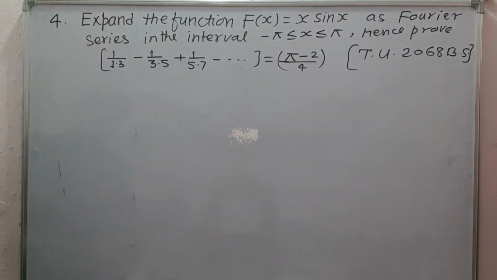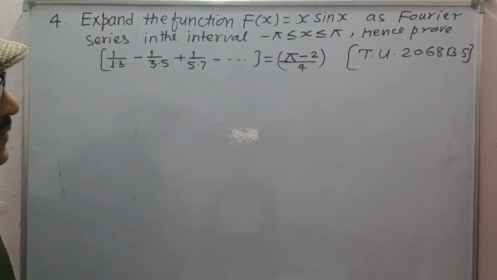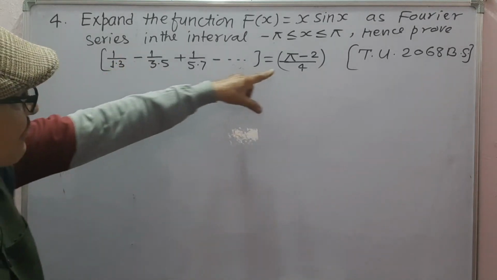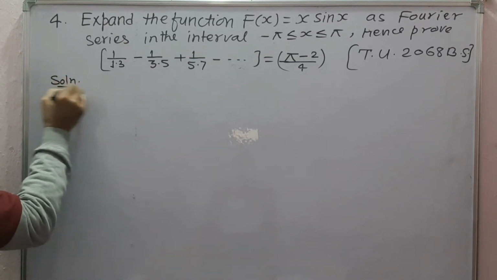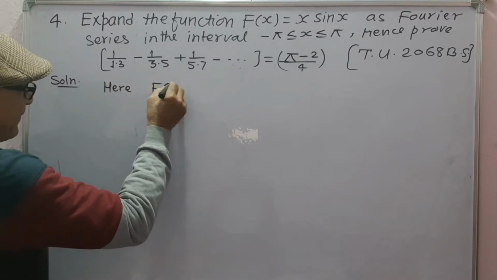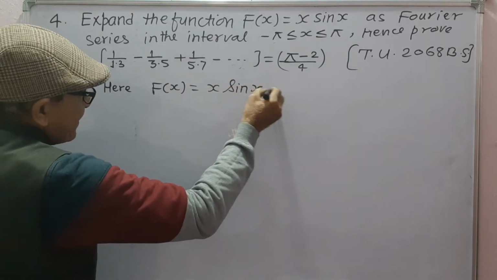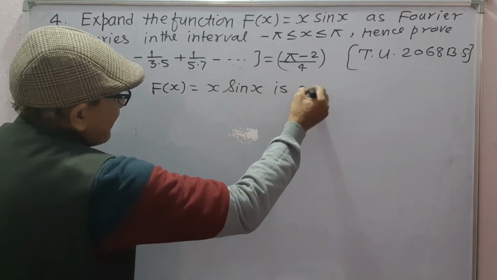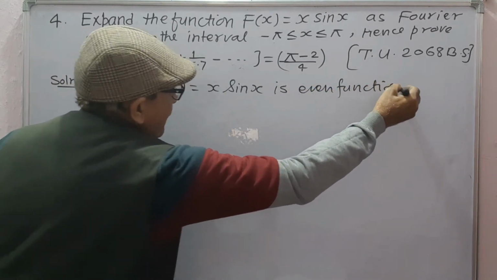Next problem is expand the function f(x) is equal to x sin x as Fourier series in the interval minus pi to pi. Hence, prove that this one. Now, solution. Here f(x) is equal to x sin x, which is an even function of x.